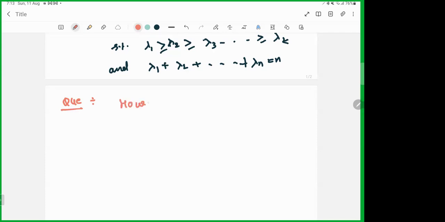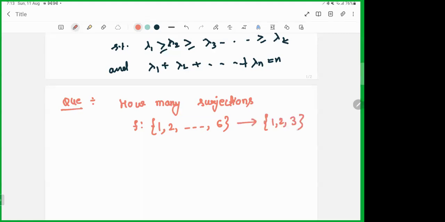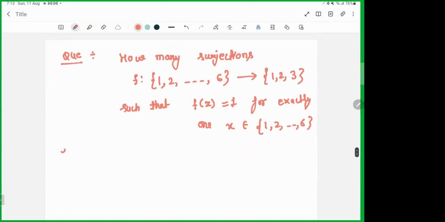How many surjections f from the 6-element set 1, 2 up to 6 to the set 1, 2, 3 are there, such that f of x equals 1 for exactly one x belonging to the domain set 1, 2 up to 6? Would anyone like to answer this? Any idea?